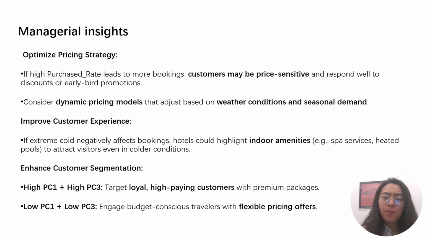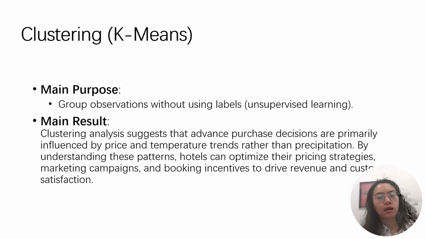And last, it helps us to enhance the consumer segmentation. For example, in a high PC1 plus high PC3 condition, we would consider those consumers as loyal, high-paying consumers with premium packages. However, with a low PC1 and low PC3, we consider those consumers as engaged, budget-conscious travelers with flexible pricing offers. Then we also use clustering to get some group observation without using labels.